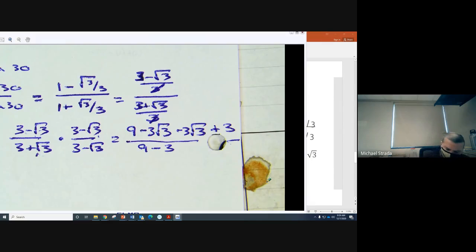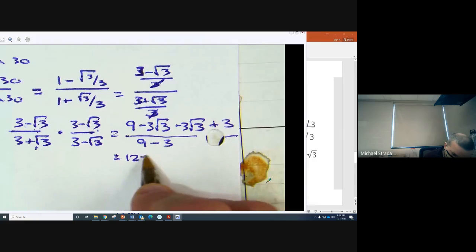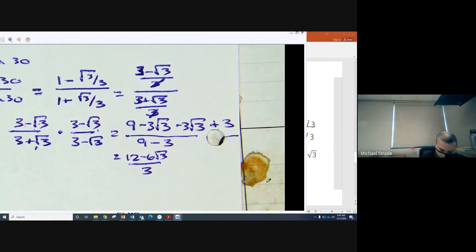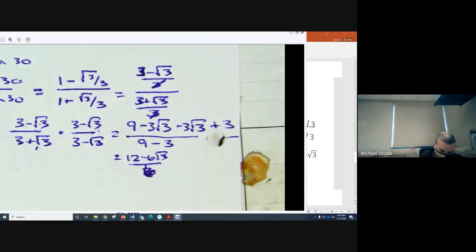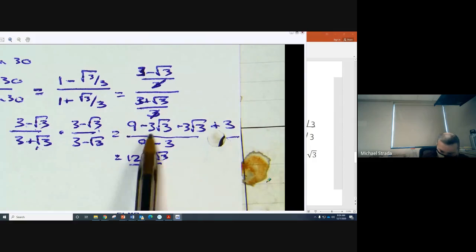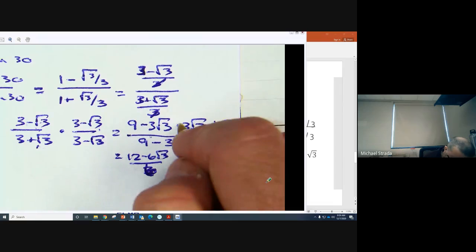You're then going to collect like terms. 9 plus 3 is 12. Minus 6 root 3 over 3. A 6. I should learn how to add and subtract. Where do we get 6 root 3? 3 root 3 and a negative 3 root 3. They're both negative. So why don't we just cancel it out? They don't. They're both negative. One's got to be positive.